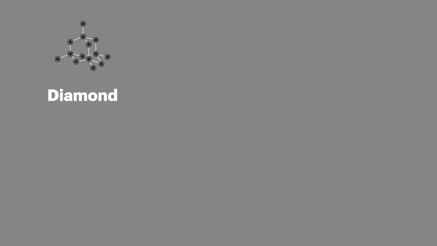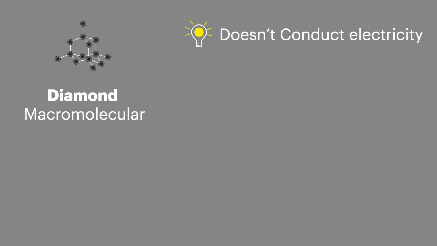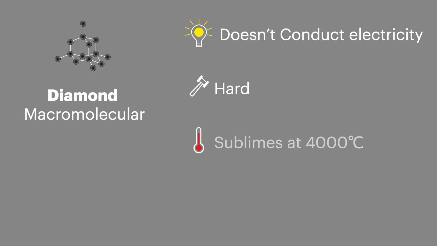Looking at diamond then, diamond also has a macromolecular crystal structure. It's different to graphite as it doesn't conduct electricity, as it has no free electrons. It's very hard as each carbon atom is covalently bonded to four more. It sublimes at 4000 degrees Celsius. Sublimes means it turns from a solid straight into a gas. And it's also insoluble in water and organic solvents.